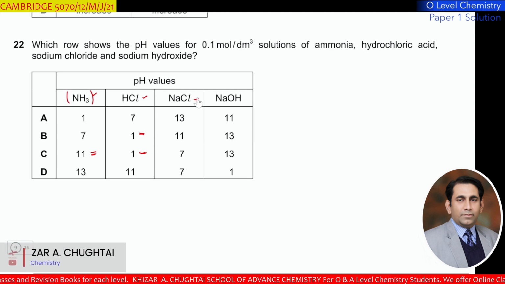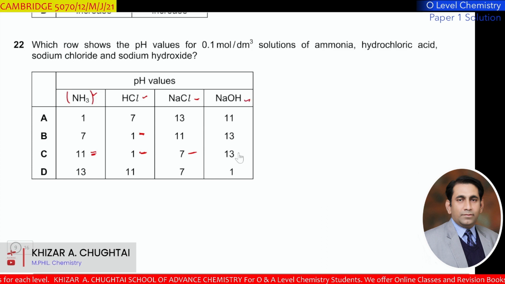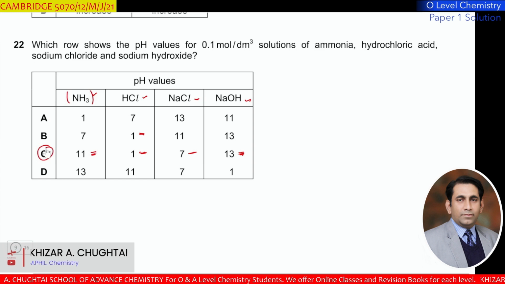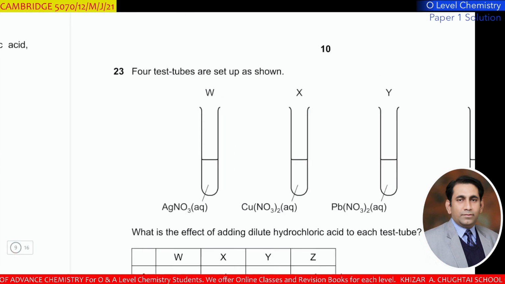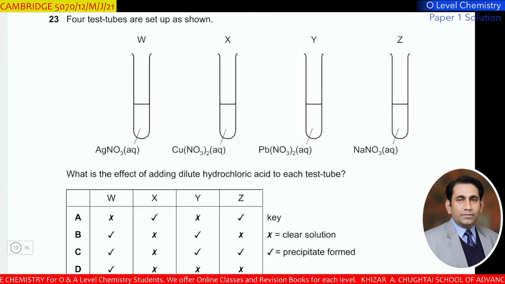NaCl is a neutral salt, its pH should be 7. NaOH is a strong alkali, its pH should be 13. So this row is the correct one. C is the correct option. Question number 23.